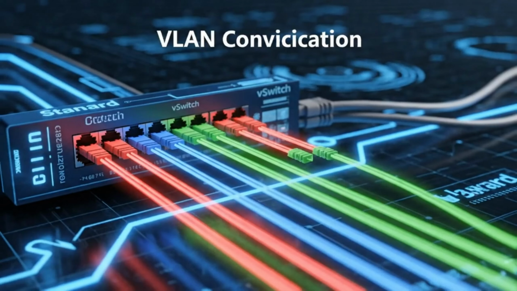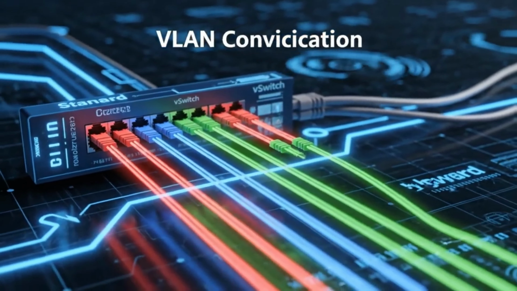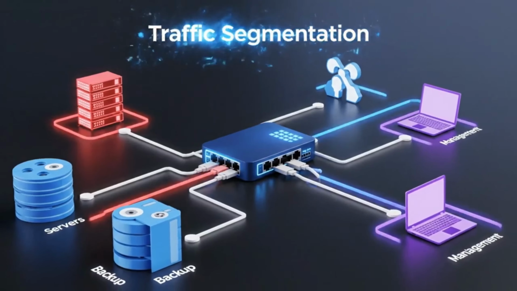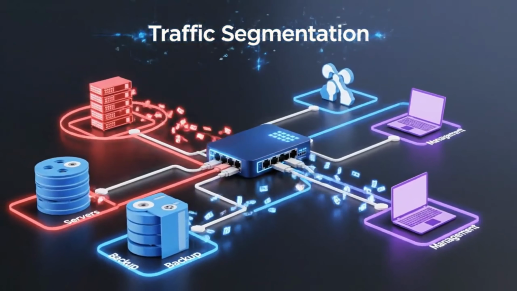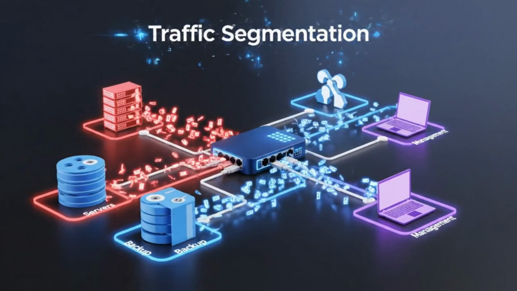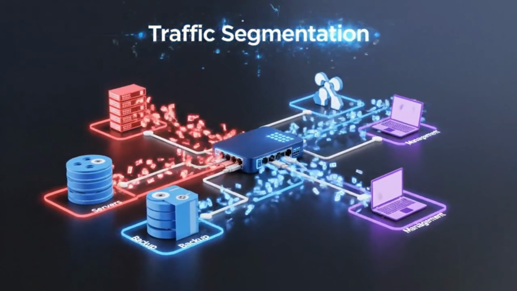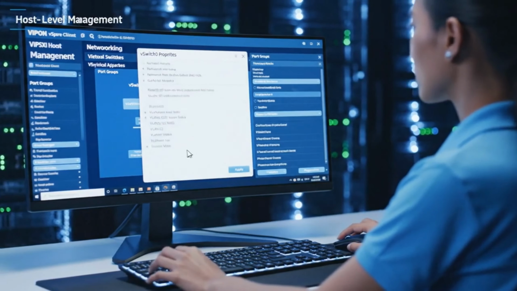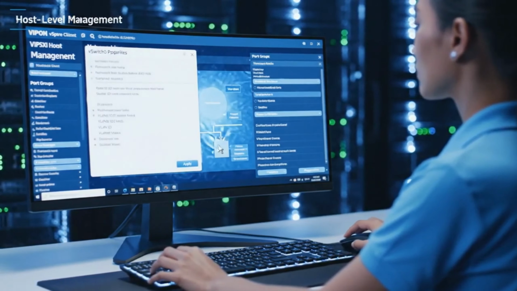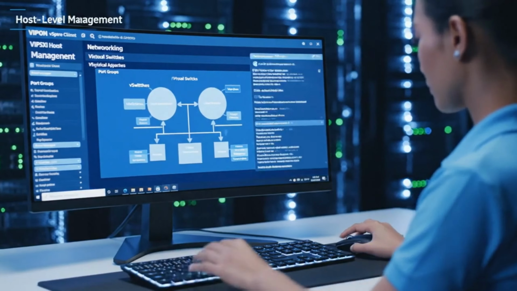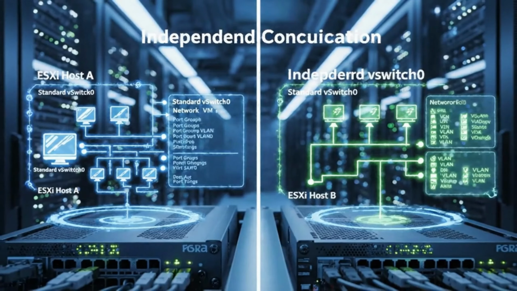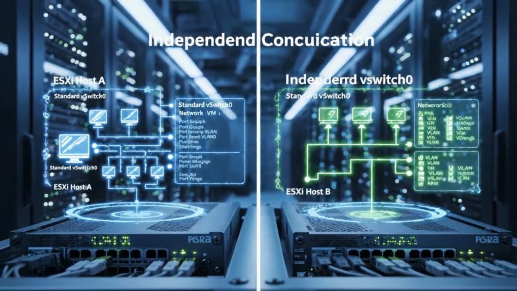VLAN configurations can also be implemented for secure and organized network communication. For example, administrators can isolate management traffic, backup traffic, and production traffic using VLANs. All standard vSwitch configurations are managed separately on each standalone ESXi host. That means every ESXi host maintains its own independent networking configuration and policies.